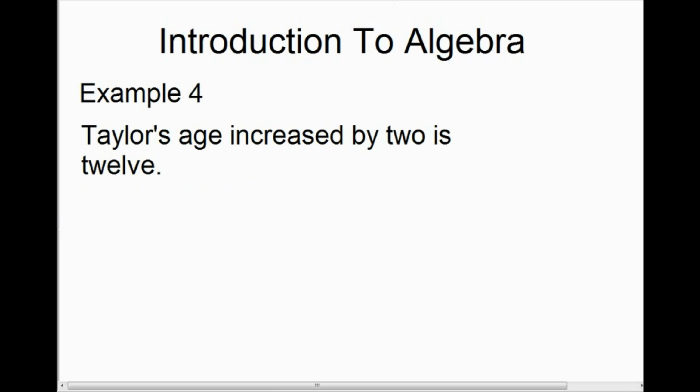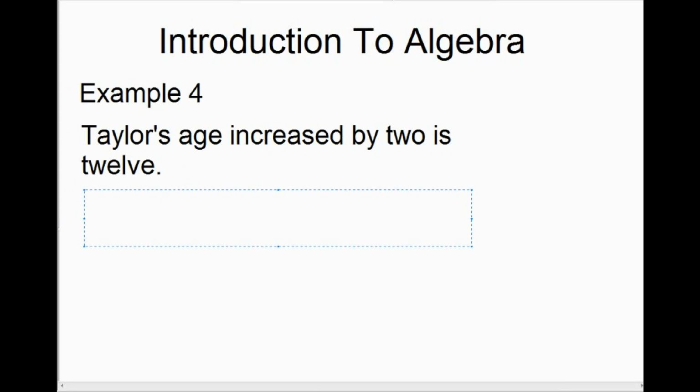So we're going to look at one last example here. Again, I've got an English sentence. Taylor's age increased by 2 is 12. The piece of information that can vary or that can change or that we don't know is Taylor's age. So the first thing we have to do is assign a variable to that unknown or to that piece of information that changes. And we're going to say let Taylor's age be T.